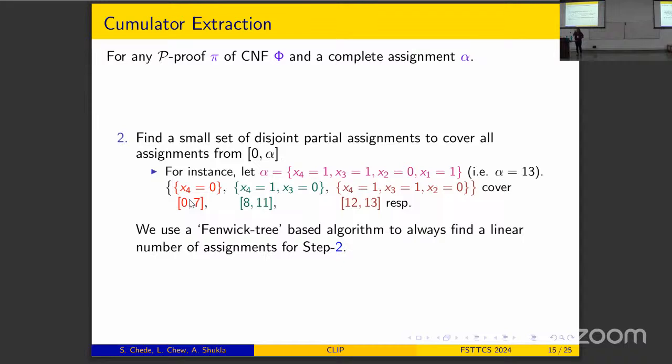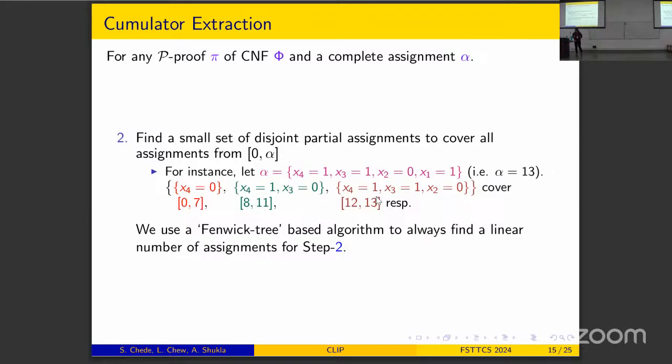Okay. In this example, you can see alpha is 1101, that is 13 in binary, right? Then we can consider these assignments: x4 is 0. Once you restrict x4 to 0, it will give the 0 to 7 assignments, right? Then I'll restrict 1 and 0, which will cover the 8 to 11 assignments. Then I will restrict 3 variables, which will cover 12 and 13. Now you have covered all the space and you do not have to check 13 assignments individually, right? Checking these 3 assignments would have been enough.